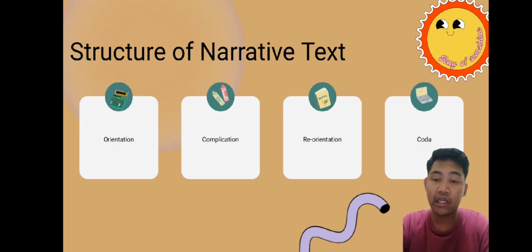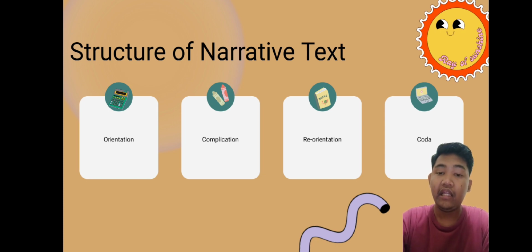Number 1, there is orientation, the opening of the story. In this part, it will introduce the characters, time, and place in the story. It usually occurs in the first paragraph. Number 2, after the orientation, there is complication. It is increasing the problem. It can be called the climax of the story, when the crisis is rising up.